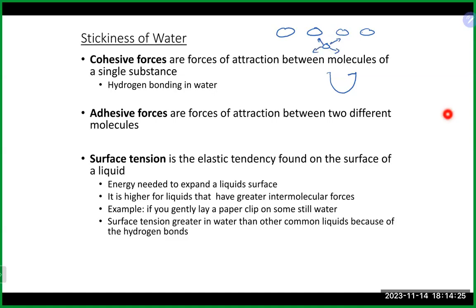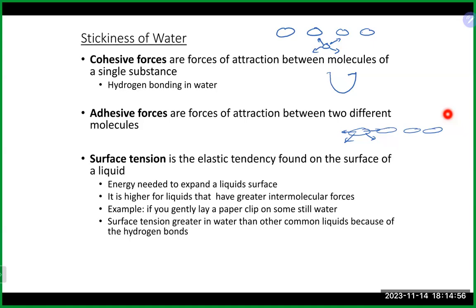So it's going to be attracted to everybody around it: top, bottom, sides, and everything like that. But when you look at the water molecules at the surface, they're pretty much just going to be attracted to everybody to the sides and down. Nobody is attracted to the top. So what that's going to do at the surface is stretch it out and make it a little bit tighter there, as there is no attractive force pulling it up, just sideways and down.